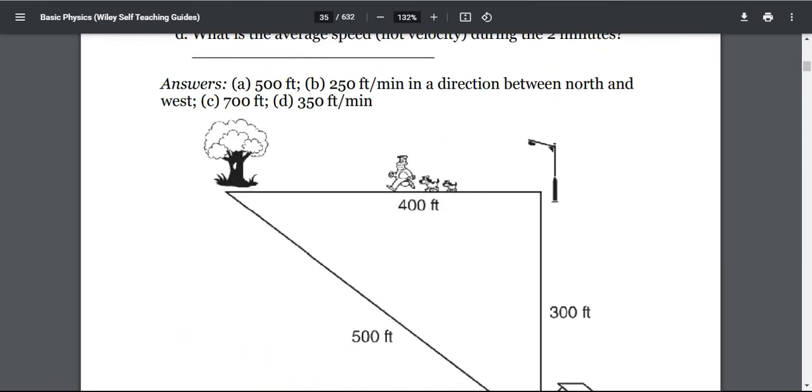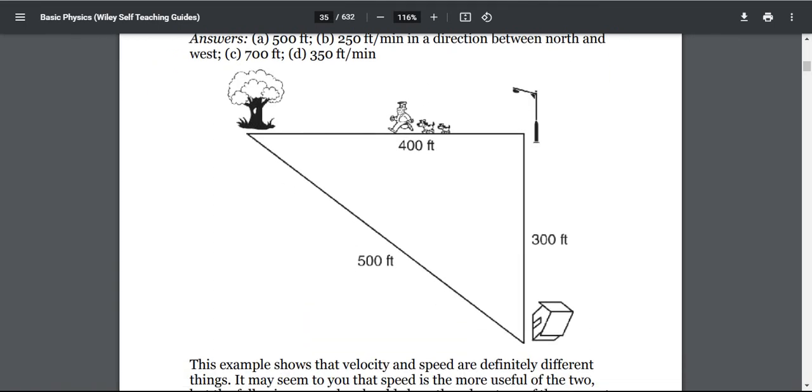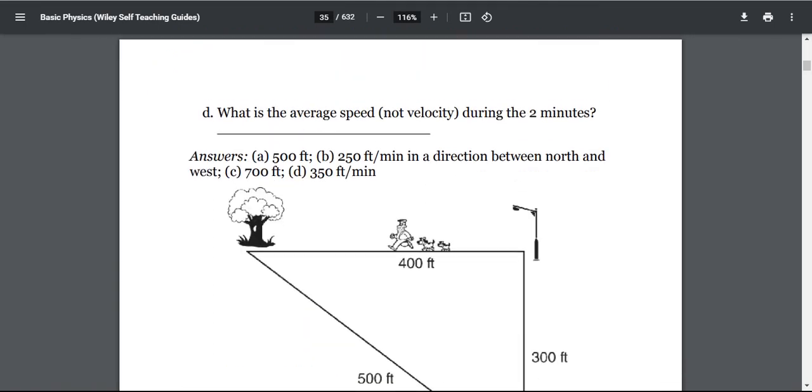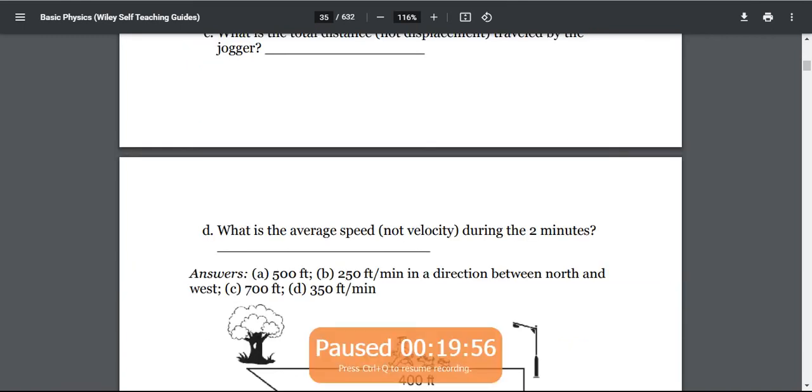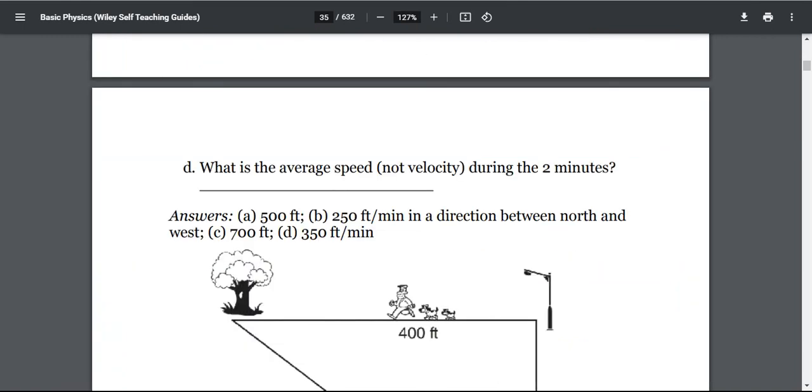Okay, so the last question is, what is the average speed, not velocity, during the 2 minutes? Okay, so this is simple. We know how to find speed. The average speed formula is V A equal to D upon T.